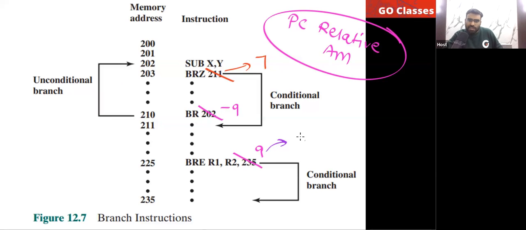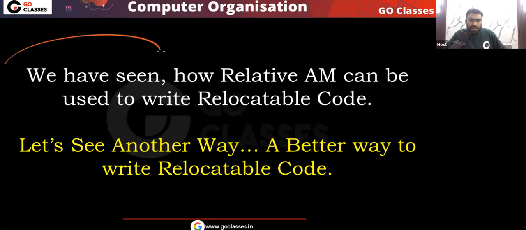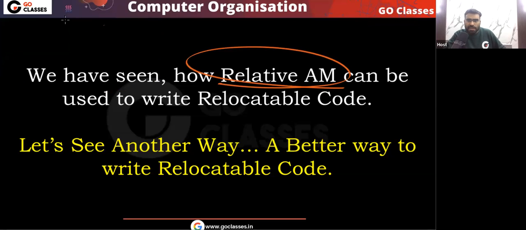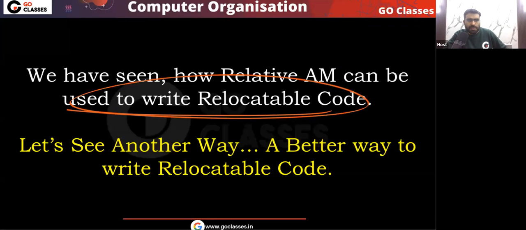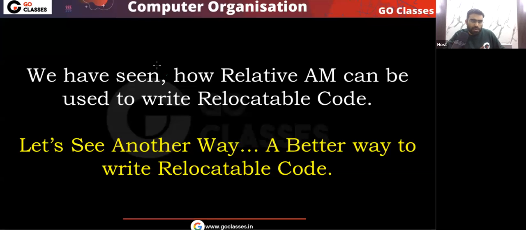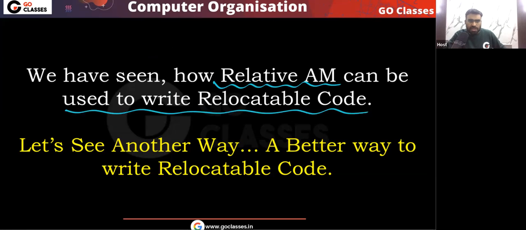This is the offset with respect to PC. This is an offset with respect to whom? With respect to the program counter. So this is the idea, just put the offset. We have seen how relative addressing mode can be used to write relocatable code. Is this point clear to everyone? Please tell me how to use relative addressing mode to write relocatable code, that we have seen.